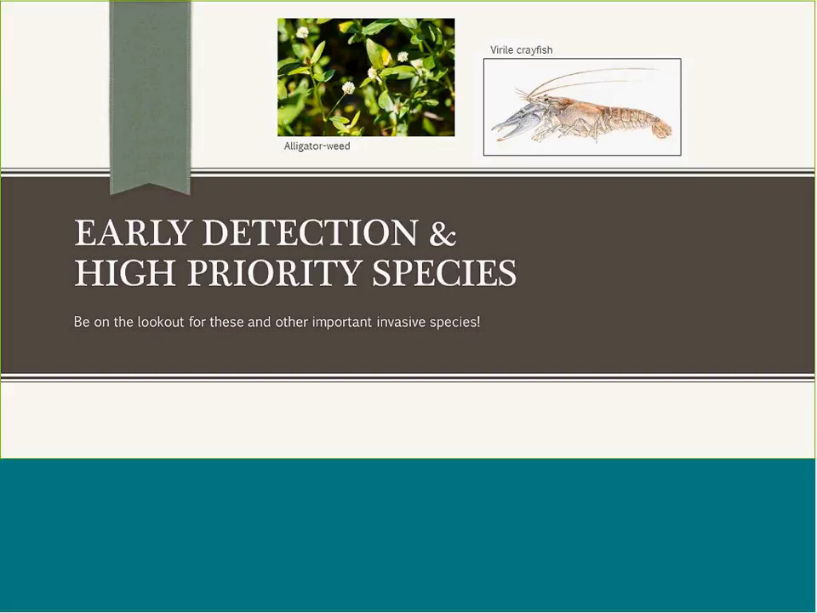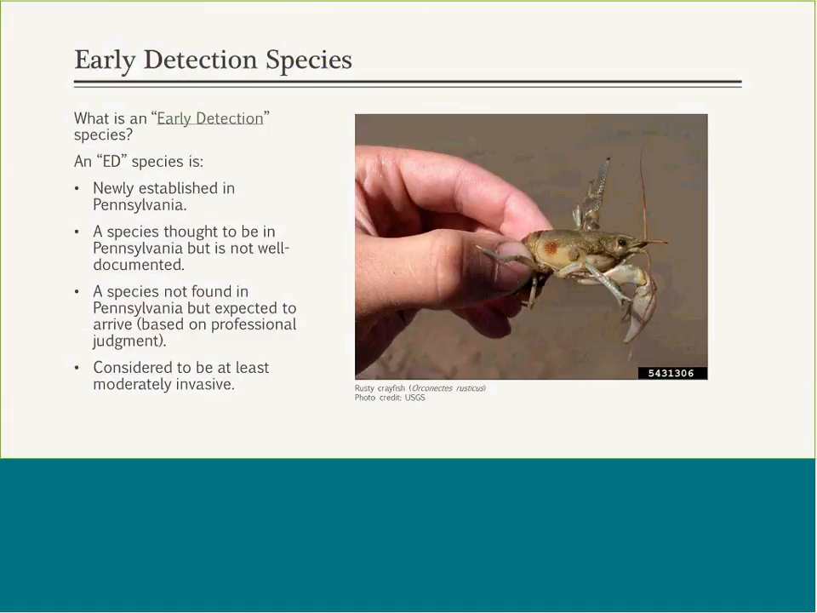So I do want to talk a little bit more, not so much about the iMap program, but more so some species that you all should try to be on the lookout for as much as possible. And these are what we call our early detection and priority species. These are ones that are important to know about, so that if you find them, you know to report them as soon as possible.